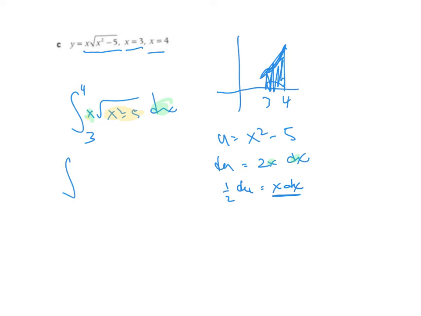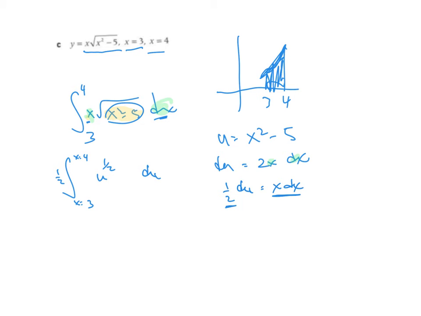And so I know this is an x equal to 3 and an x equal to 4. I can take this 1/2 here and put it outside. And du replaces the x and the dx. And this is my u, square root, to the 1/2.